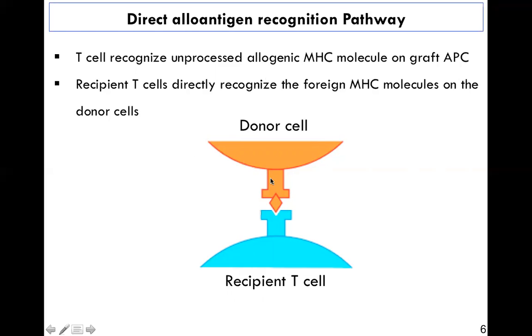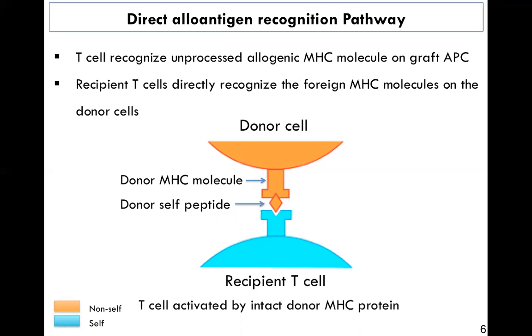You can see this is on the donor cell. Here you have the donor MHC molecule and donor cell peptide, and the recipient T cell can directly recognize them on the donor cell. That's why it is called the direct alloantigen recognition pathway. So the T cell is activated by intact donor MHC protein, directly activated by the intact donor MHC molecule. That's why it is called the direct alloantigen recognition pathway.